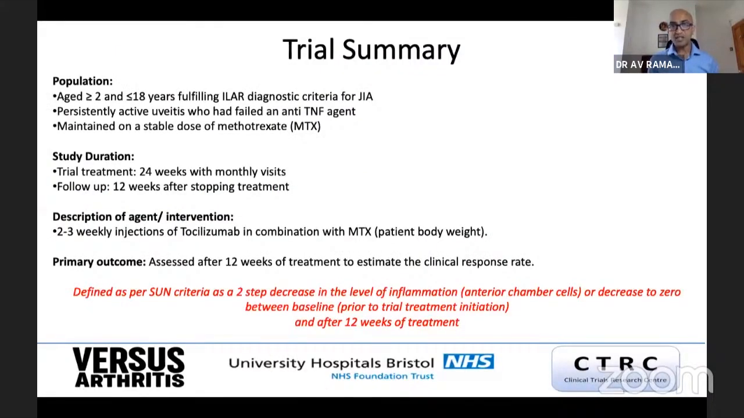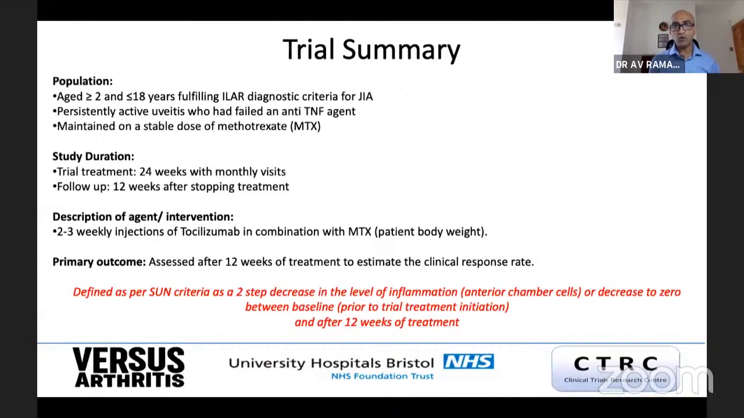So what we did in this study was we took children between the age of 2 to 18. We said you must have failed methotrexate and you must have failed anti-TNF, infliximab or adalimumab. So these are really moderate to severe patients. Most of them are severe patients. They would have been on 1-2 years of methotrexate, at least 6 months, 1 year of an anti-TNF, and some of them have failed 2 anti-TNFs, adalimumab and methotrexate.